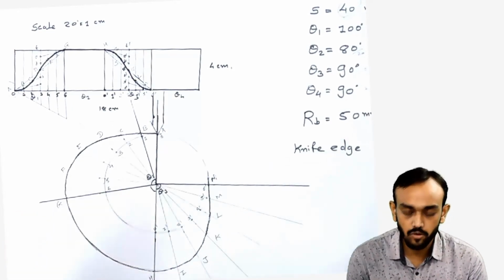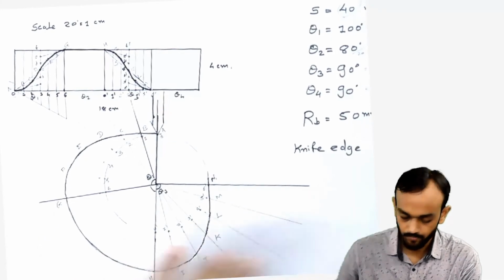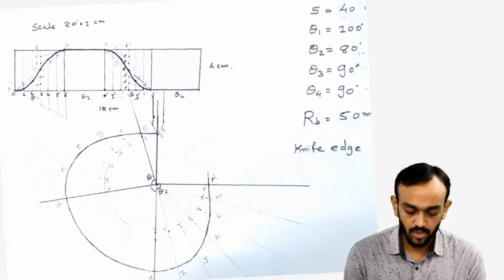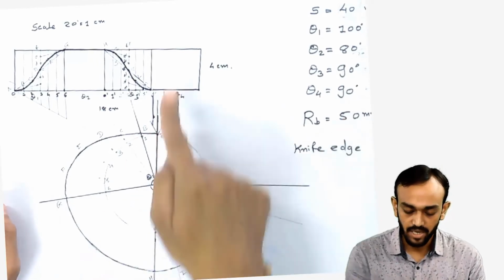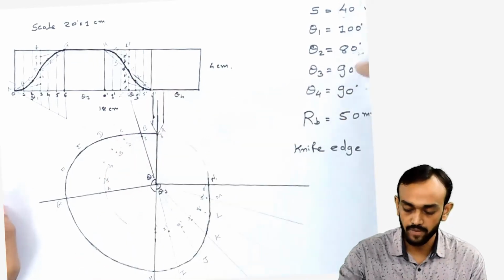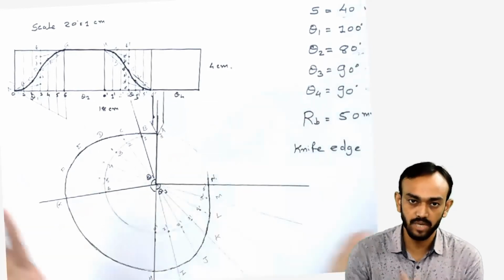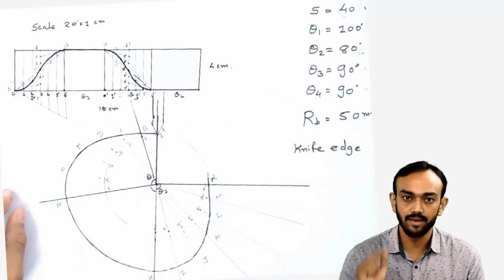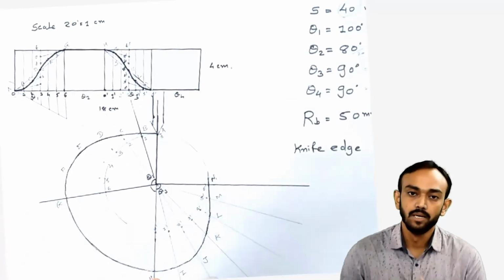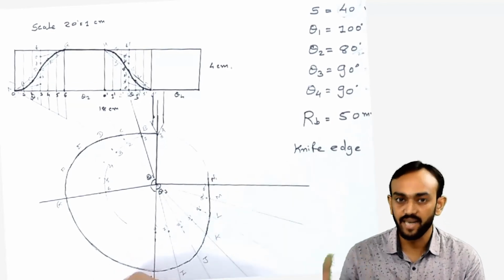So how will this cam profile work? Let's revise the cam profile. First of all, make the base circle 50 mm. Divide this base circle in the 4 given angles, theta 1, 2, 3 and 4. Whatever the angles given, first divide that, and in those 4 angles we have to divide the rise and return in 6 parts. Some students ask, sir, why 6, not 8 or 9?